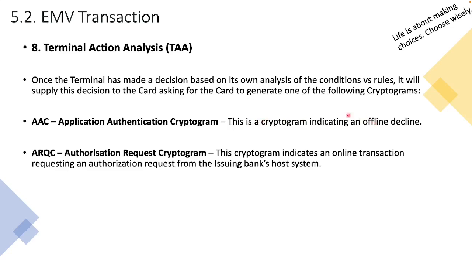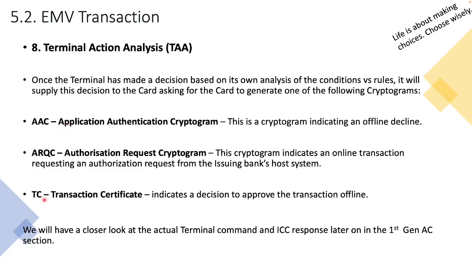Let's assume that it didn't find anything. It would then look for a 011, and thereafter 010, where it says don't decline a transaction. So the terminal says I couldn't find a reason to decline the transaction, but I have found a reason for us to actually go online. And if it does, it will ask the card to please generate an ARQC cryptogram. An ARQC is translated into an authorization request cryptogram. It indicates an online transaction requesting an authorization response from the issuing bank's host system.